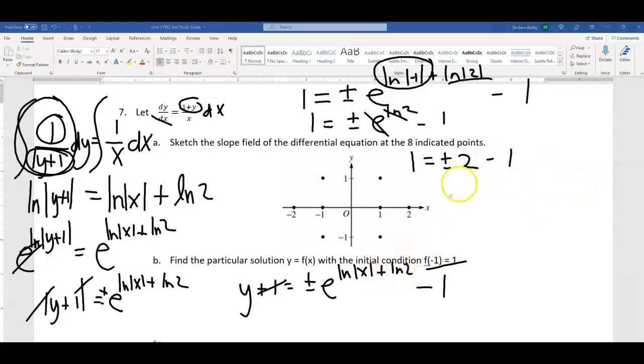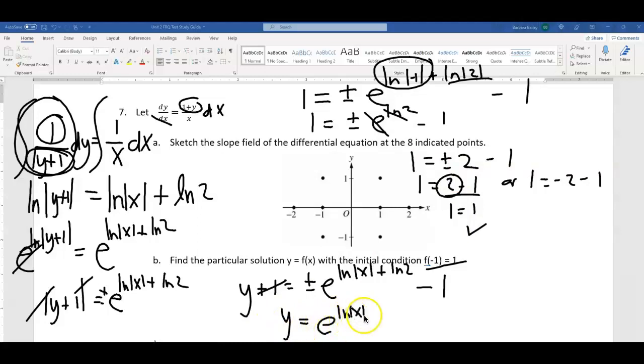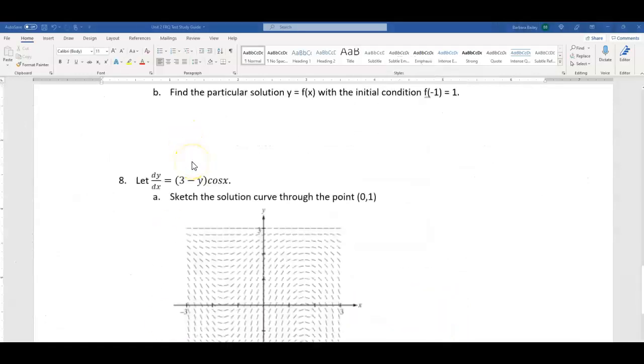And now we want to see which one of these things will give us our answer here. Is 1 equal to 2 minus 1, or is 1 equal to negative 2 minus 1? Well, 1 is equal to 2 minus 1, and so that's the one where we take the positive 2 value. And so since the positive 2 is the one that works, our final answer then is going to be the positive e to the ln of x plus ln of 2 minus 1. Okay? Let's go ahead and move on to number 8.